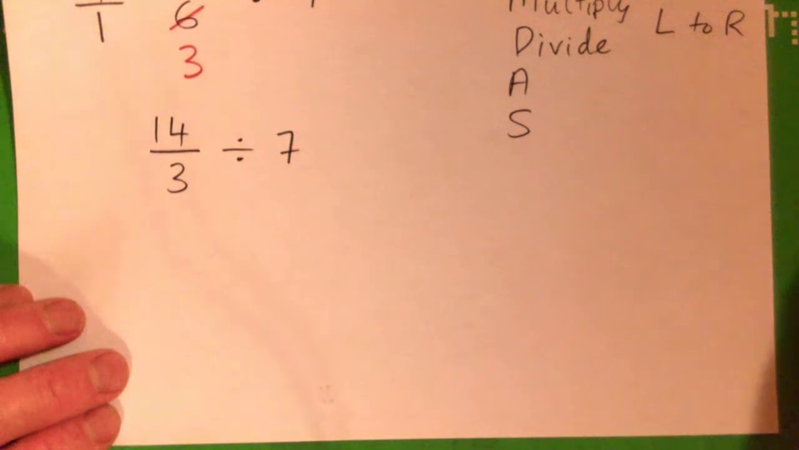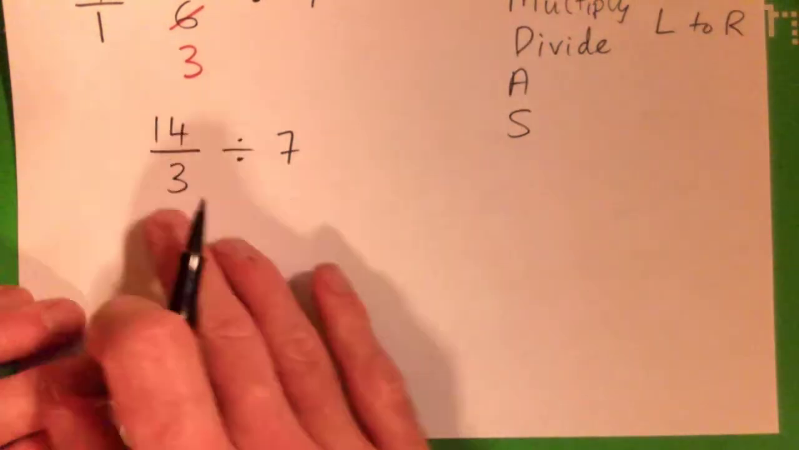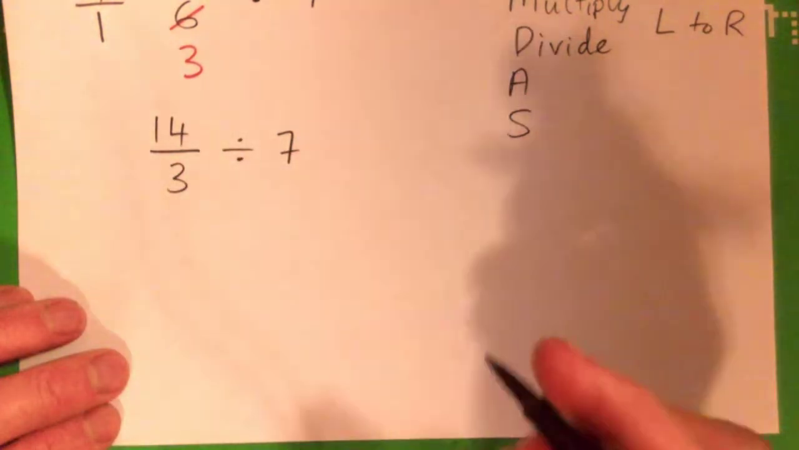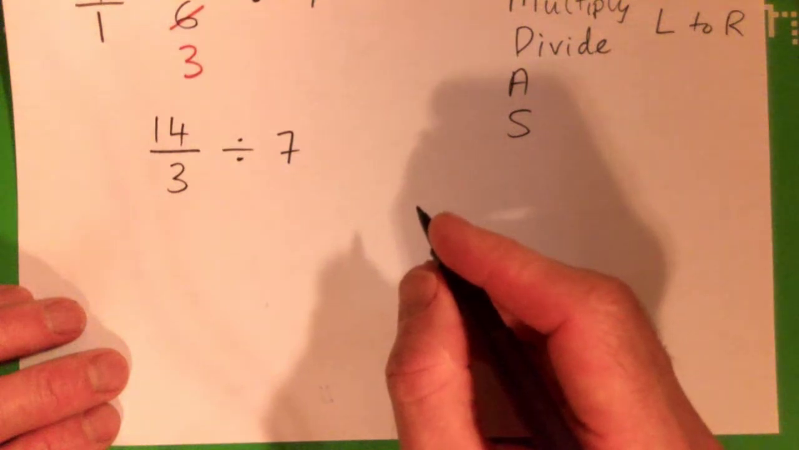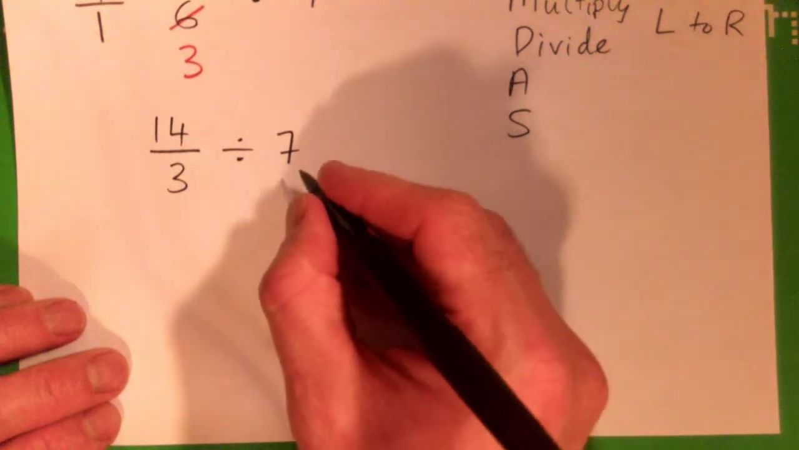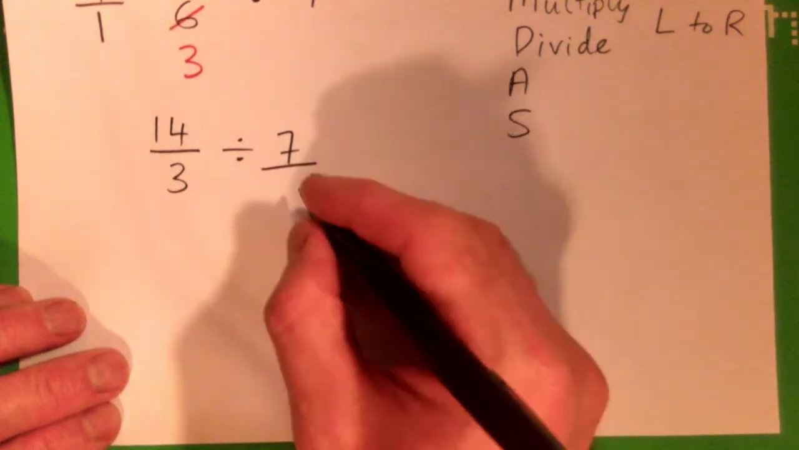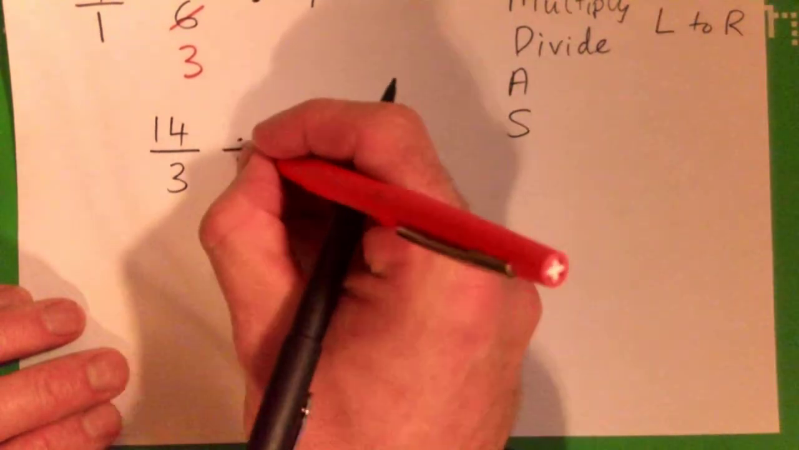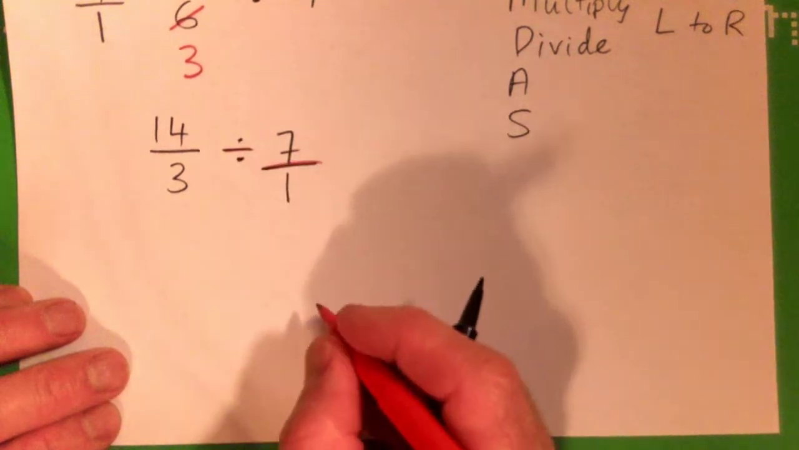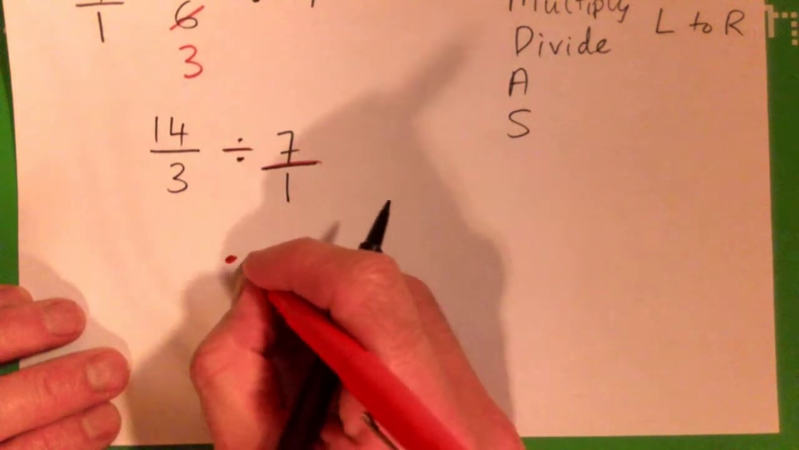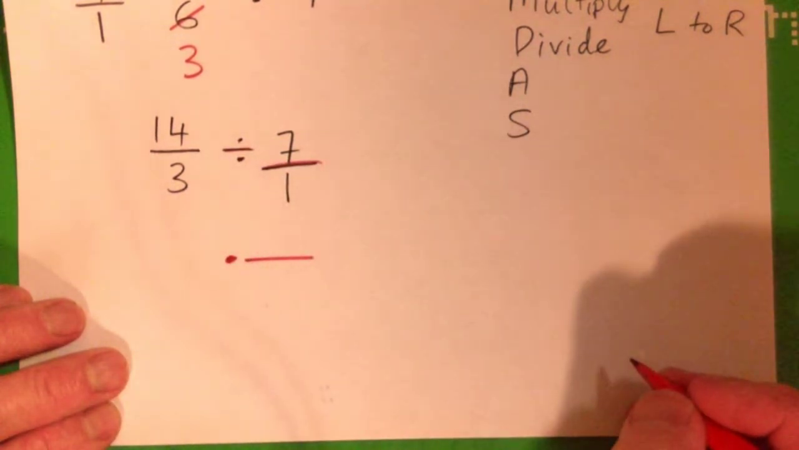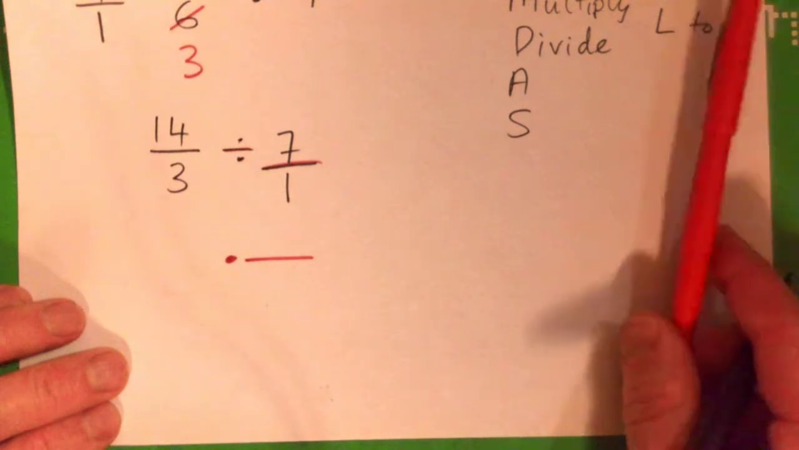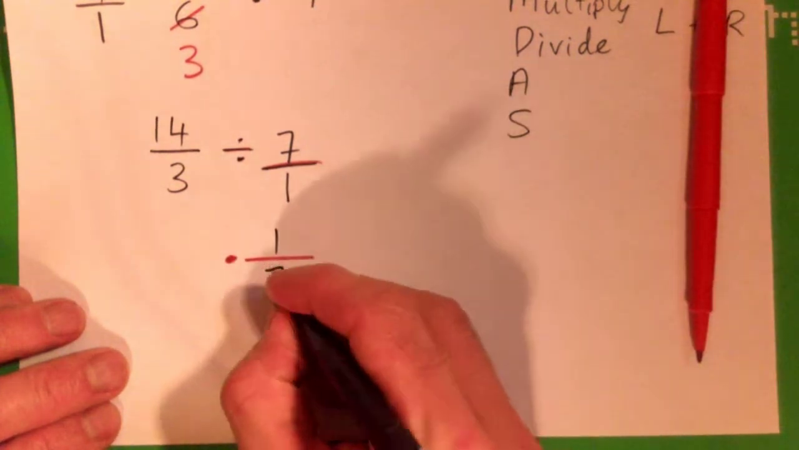So if I divide by 7, how can I deal with that? First you put the 7 over 1. Right, write 7 as a fraction. 7 is the same thing as 7 over 1. Now if I divide by 7 over 1, that's the same thing as multiplying by 1/7. Yep. Flip and multiply, same thing.